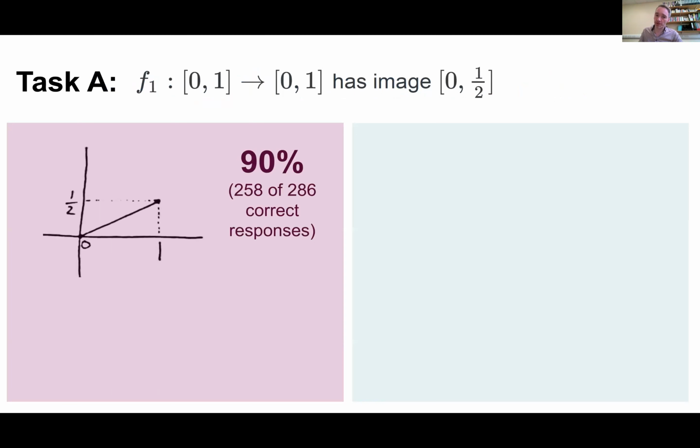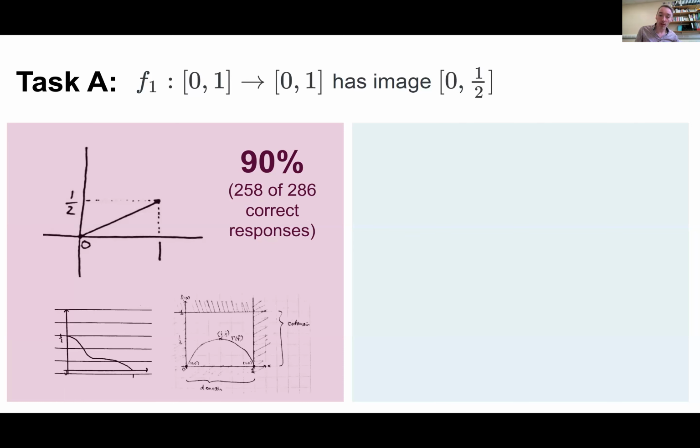So looking at the first task on paper, we had 286 correct responses. The vast majority of them were doing this very simple example. Perhaps it was the first thing that came to your mind as well. But we did see a few other types of things going on as well.